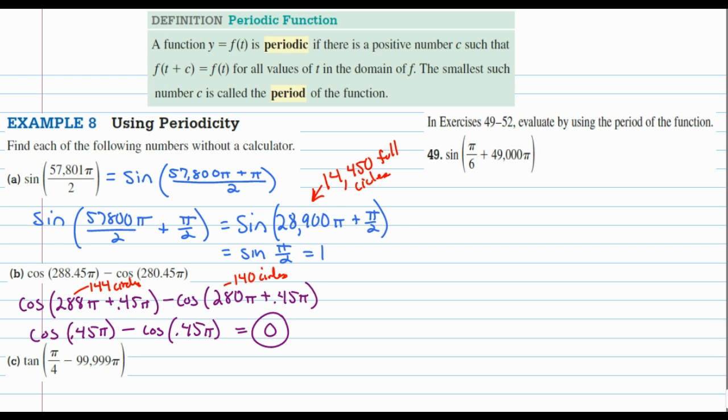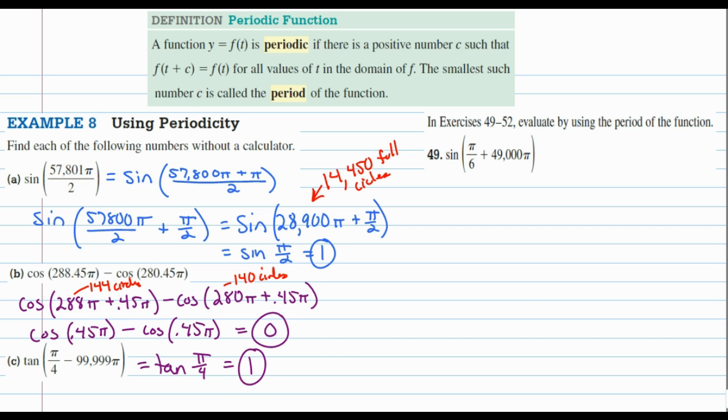Now tangent is slightly different because we're not dealing necessarily with coterminal angles. Tangent's period is only pi, so tangent's values repeat themselves every half circle. In this case, we have pi over 4 minus 99,999 pi. Since tangent's period is a single pi, these represent 99,999 half circles where tangent is repeating itself. So I don't need to worry about any of those because they're all repeating the same values over and over again. All I need to worry about is the tangent of pi over 4, which is 1.